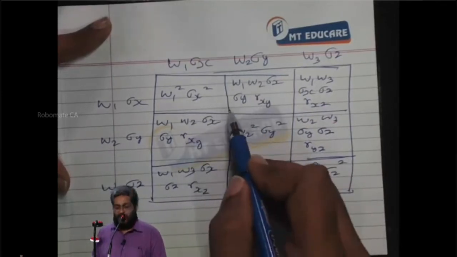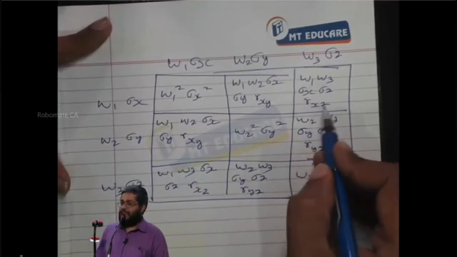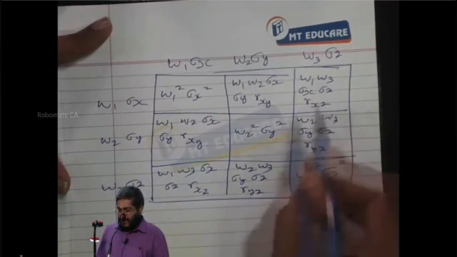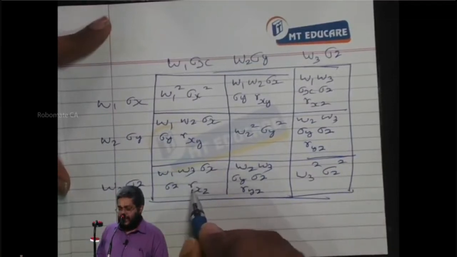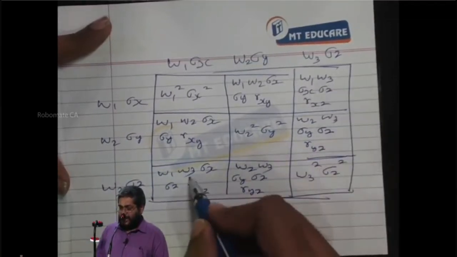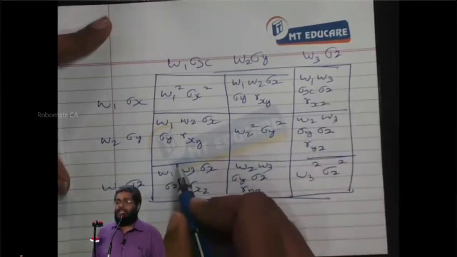Respond yes or no? Now, next. W1 W3 sigma x sigma z correlation of x and z. Yes or no? And another item is what? Here W1 W3 sigma x sigma z correlation of x and z. If I add this and this, I will be getting what? 2 W1 W3 sigma x sigma z correlation of x and z.